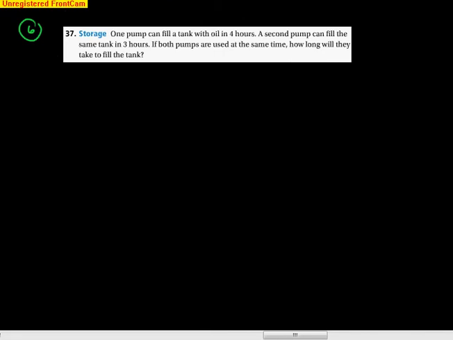Okay, last one here. This is a word problem. I'm going to add a formula here in a second. This formula will be given to you, so don't worry. So it says one pump can fill a tank with oil in 4 hours. A second pump can fill the same tank in 3 hours. If both pumps are used at the same time, how long will it take to fill the tank? Here's the equation I'll give you, and it'll be given to you.